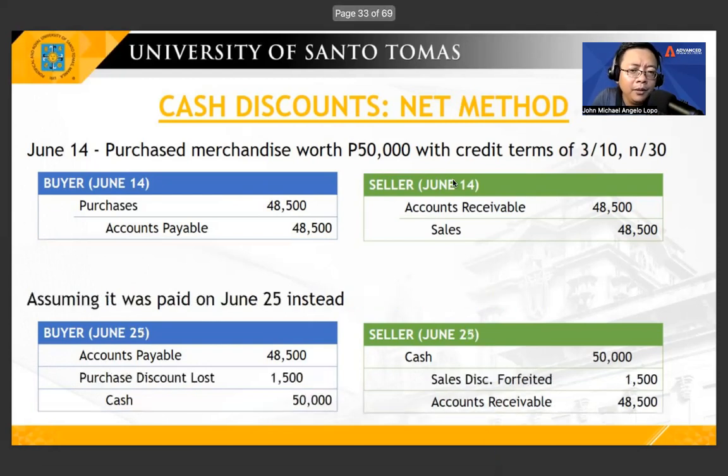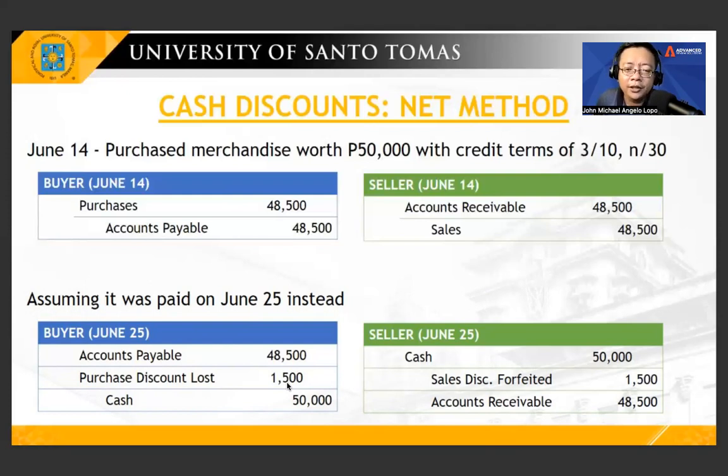Pero ang makakaproblema lang siya if nagbayad siya on the 25th, meaning tapos na ang discount period. Sa buyer, 48,550 pa din ang babayaran mo, pero it will be charged to the purchase discount loss on the part of buyer. Sayang. May discount ka na 1.5 to. What if 1.5 million to? Kaya class, I recommend na kunin nyo yung discount. Sayang kasi yan.